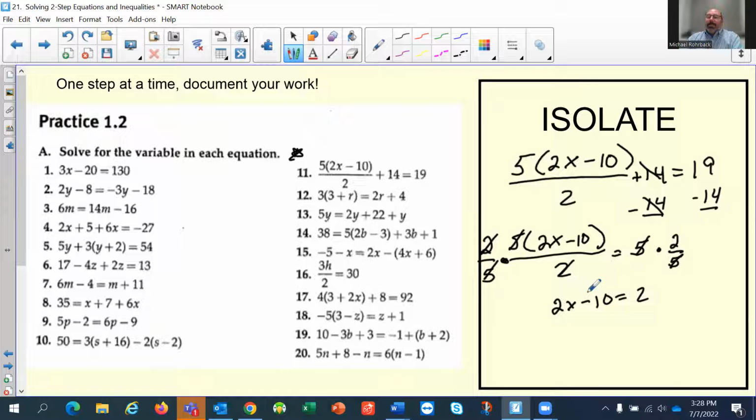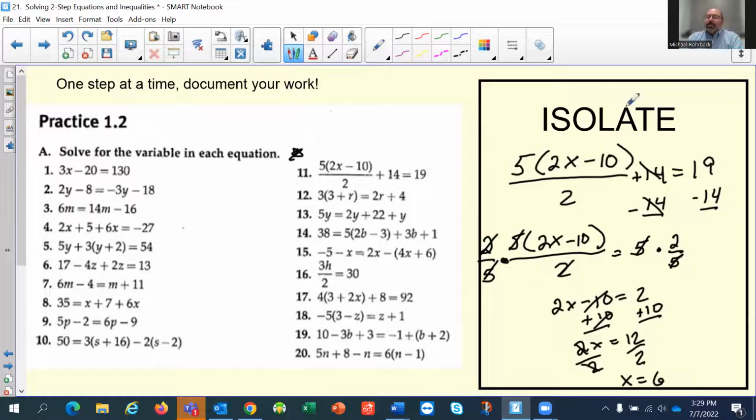Next step. Now we're inside the parentheses. We can drop the parentheses. We don't need them anymore. We're going to add 10 to both sides. This is going to cancel out. You're going to have 2x equals 12. We're just slowly getting there, one step at a time. Last step, divide by 2, divide by 2. These cancel out. X is equal to 6.